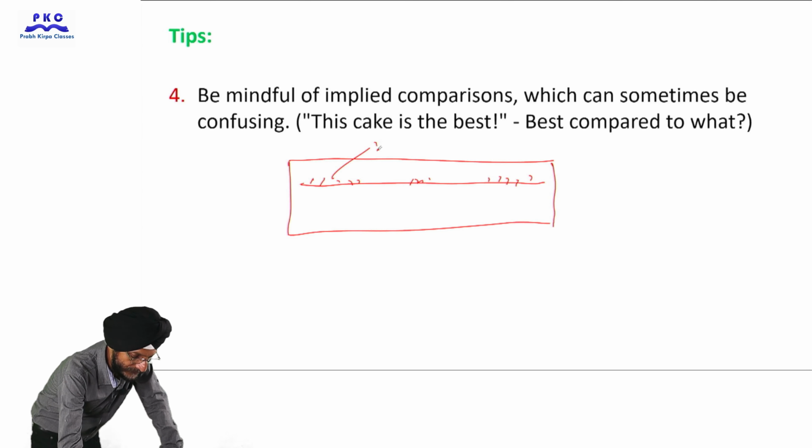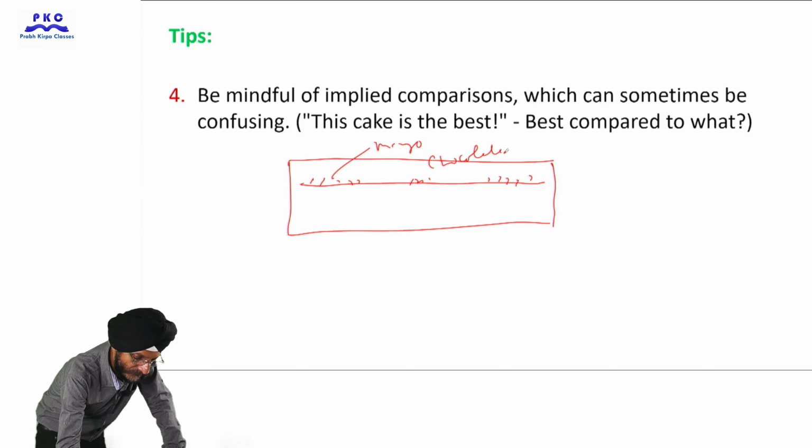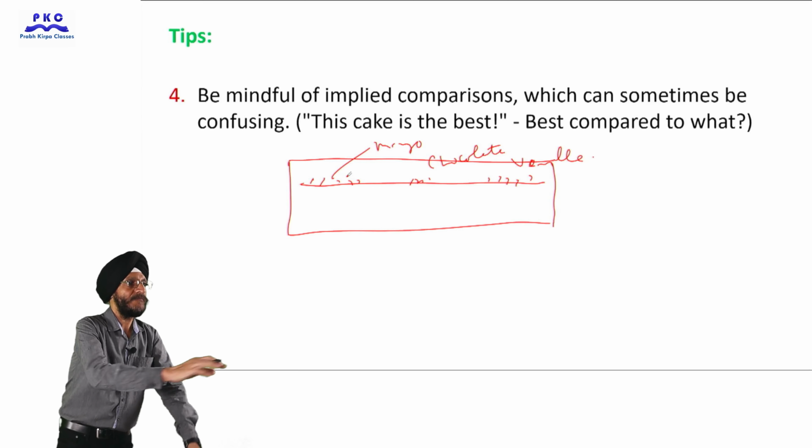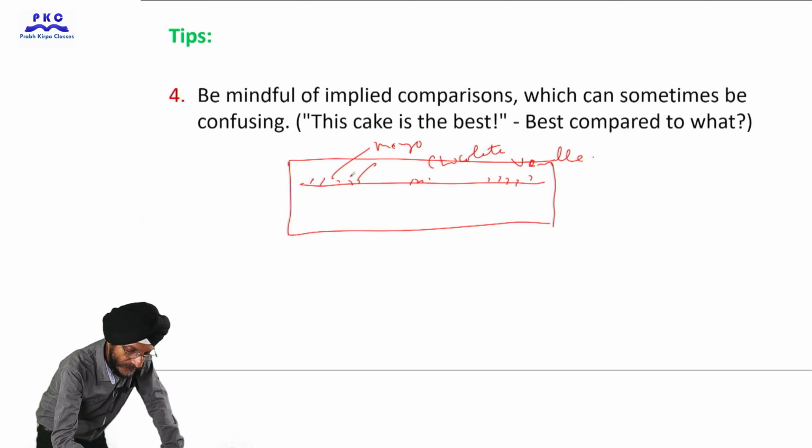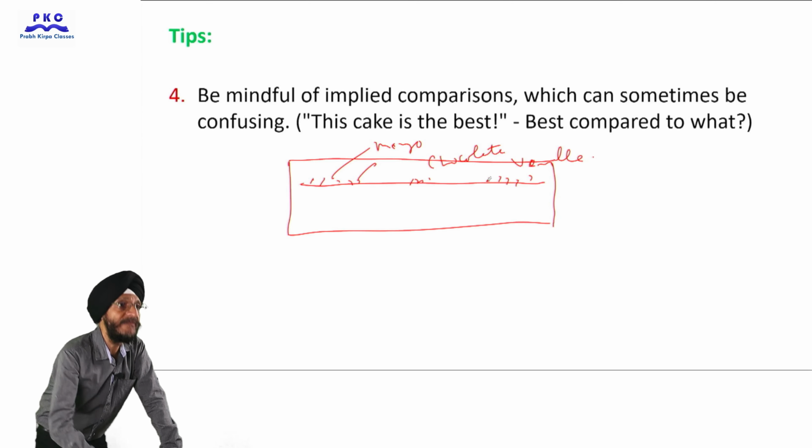These are the mango cakes. These are chocolate cakes. These are vanilla cakes. There are varieties of cakes. Many mango cakes are there, many chocolate cakes are there, many vanilla cakes are there.